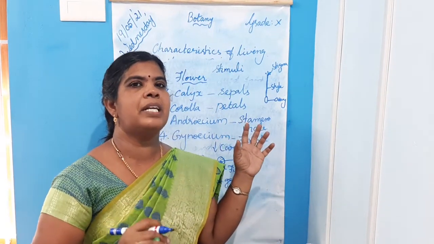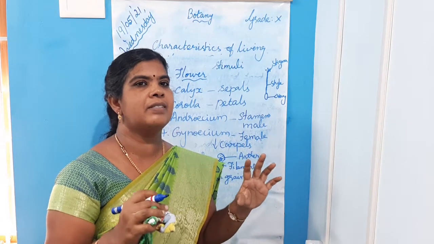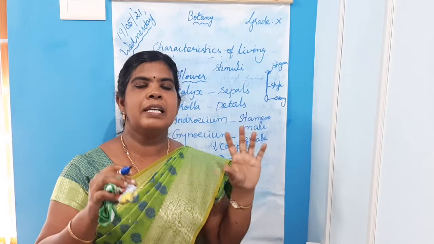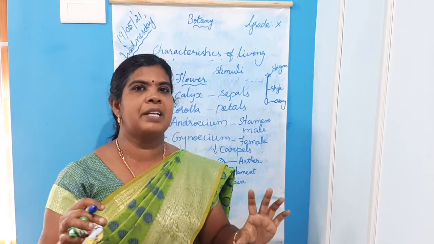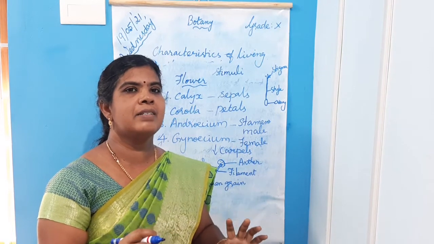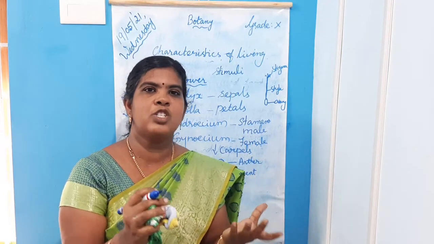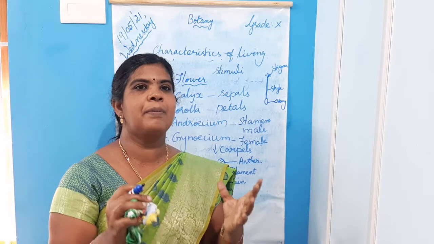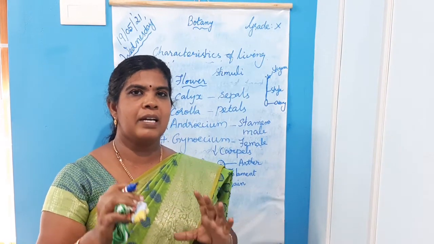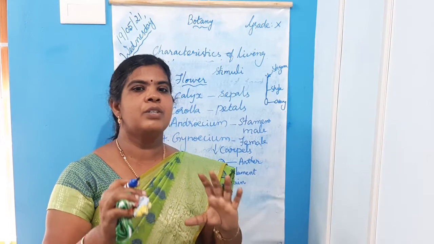One of the important characteristic features of living things is reproduction. Which is the reproductive part of a flowering plant? The reproductive organ of a flowering plant is the flower. What is a flower? It is a condensed modified shoot.